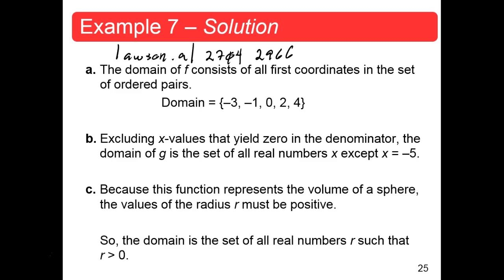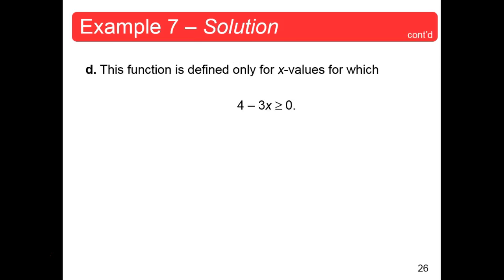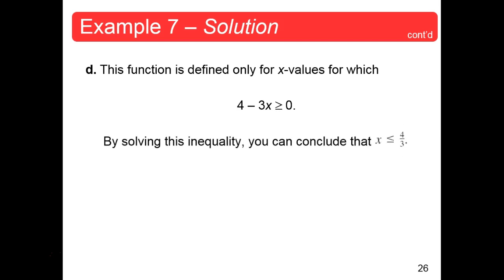Okay, move on to D. The function is defined only for values for which 4 minus 3x is greater than or equal to 0. Exactly what we said, and then they just said, by solving the inequality, you can conclude this. They didn't show you how to solve the inequality, they just said doing it. If you didn't know that rule about flipping the sign when you divide by a negative number, you'd say, how did they get that flipped, changed? Hopefully you know now. You probably knew before. And then the last one.